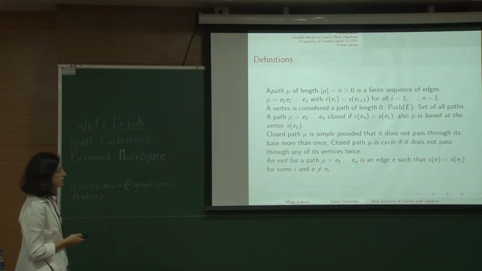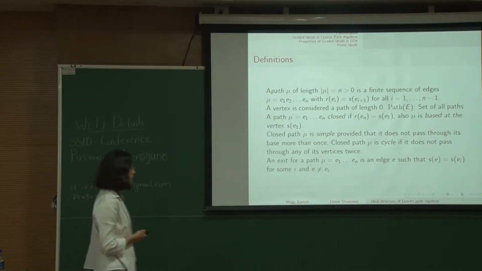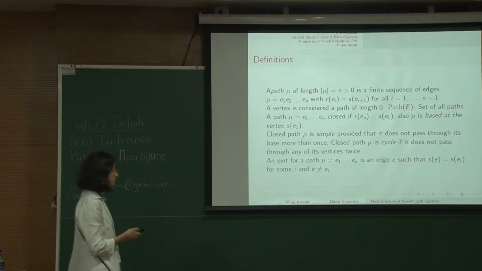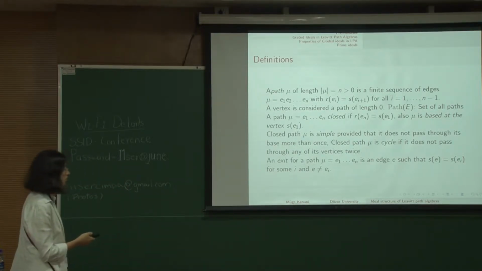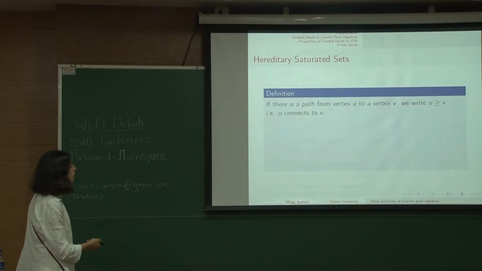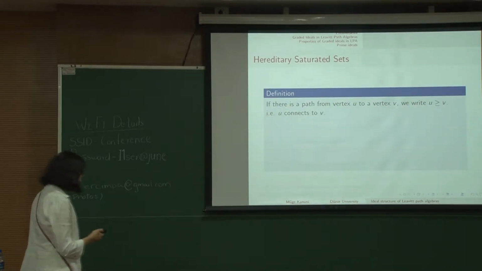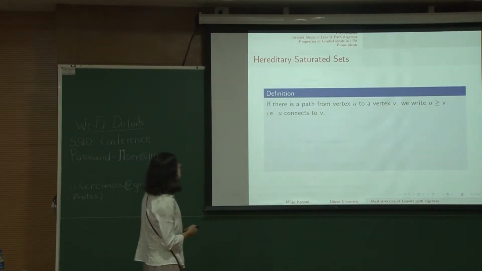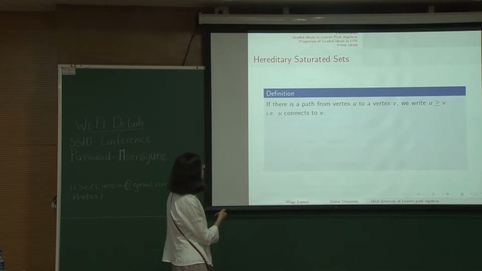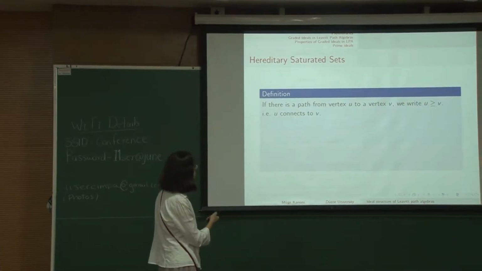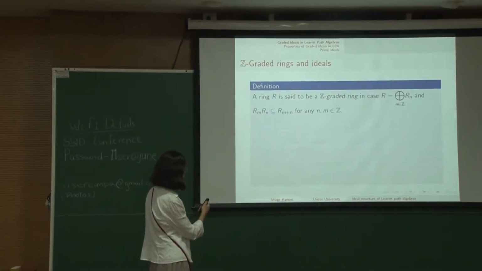An exit is an edge that is not in the path, but is emitted from a vertex of the path, along with another edge that is a part of it. So, I'll talk about a subset of E0, namely the hereditary subsets.